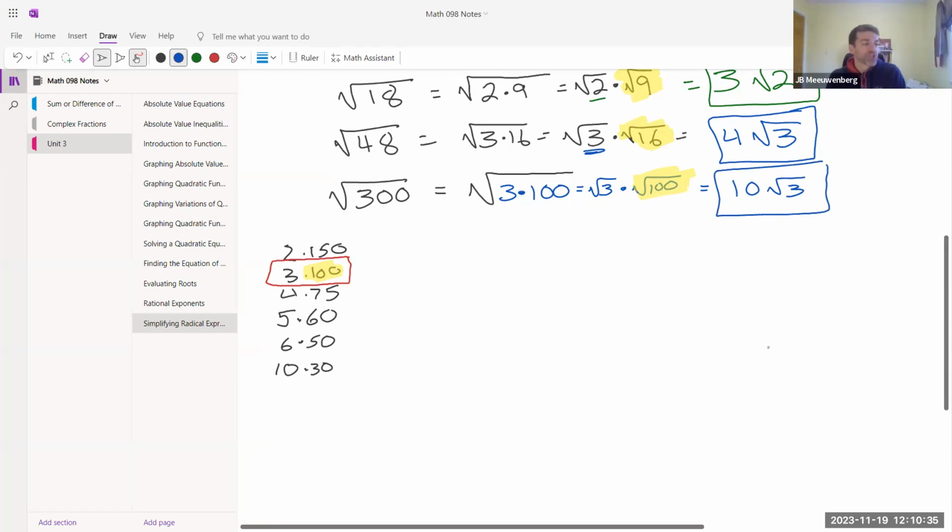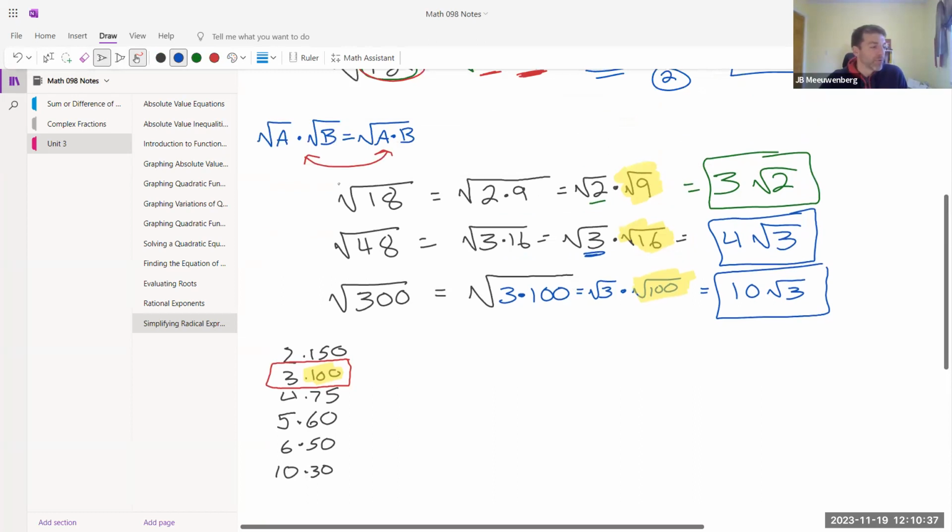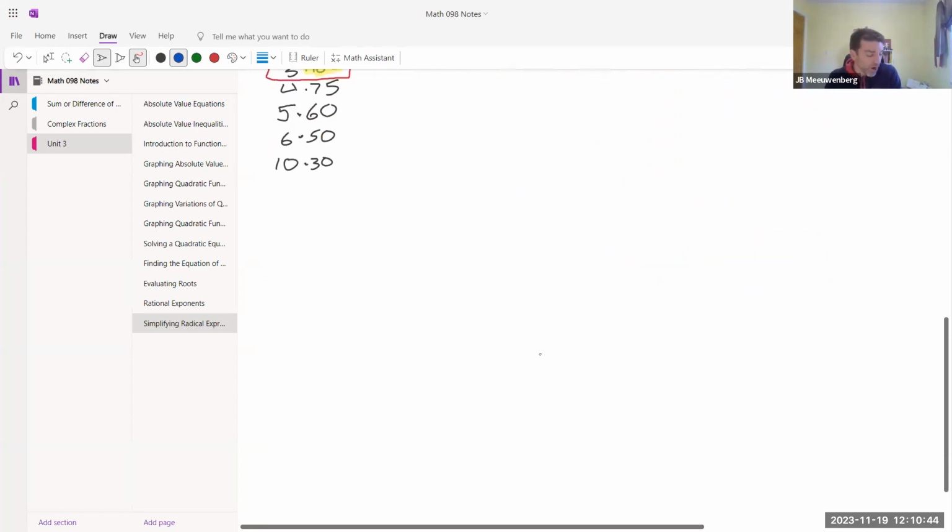So these were all square roots, right? There was an implied 2 right there in each of these. But we can also do this with cube roots or other higher order roots. So let's try it. Let's do this cube root of 24.